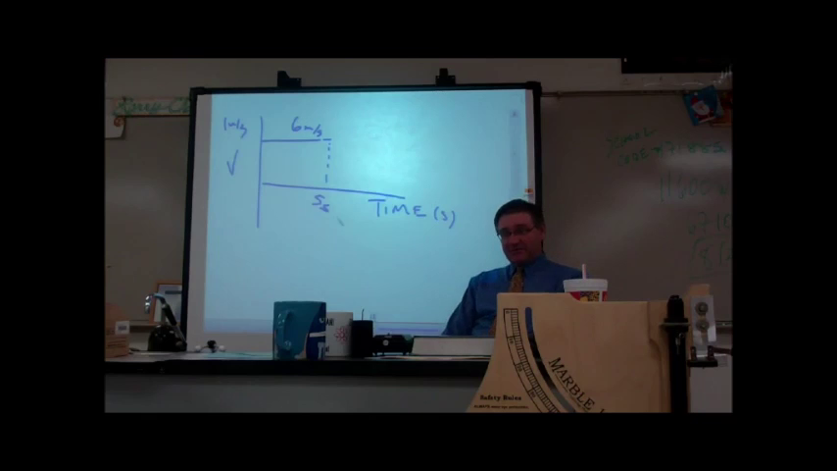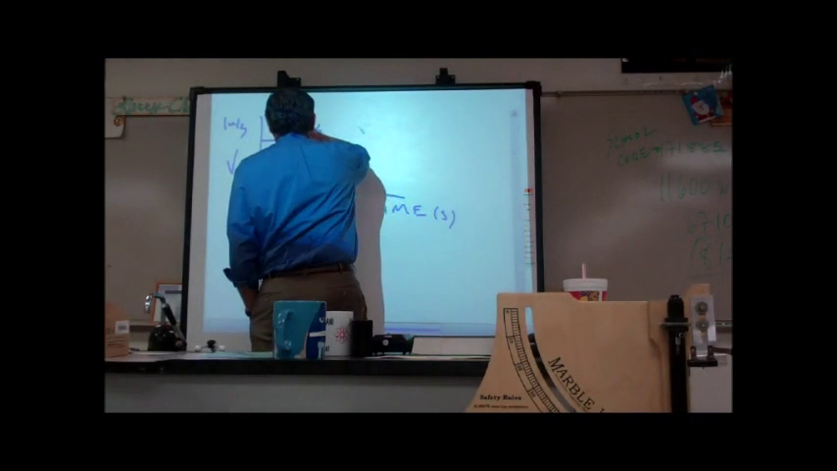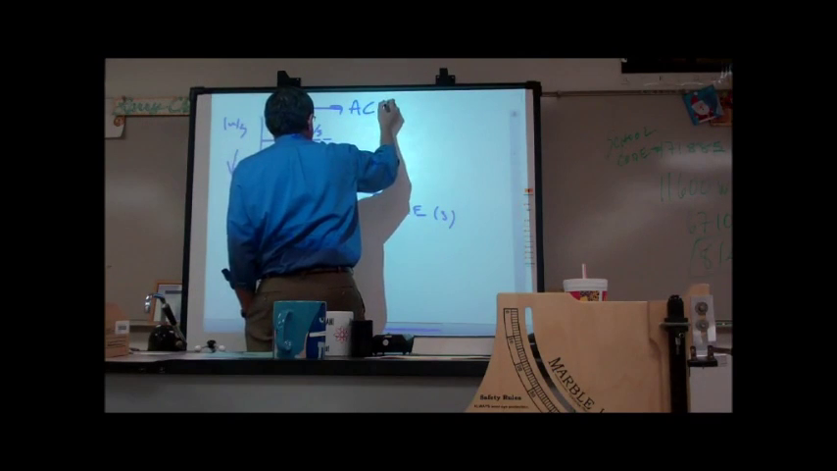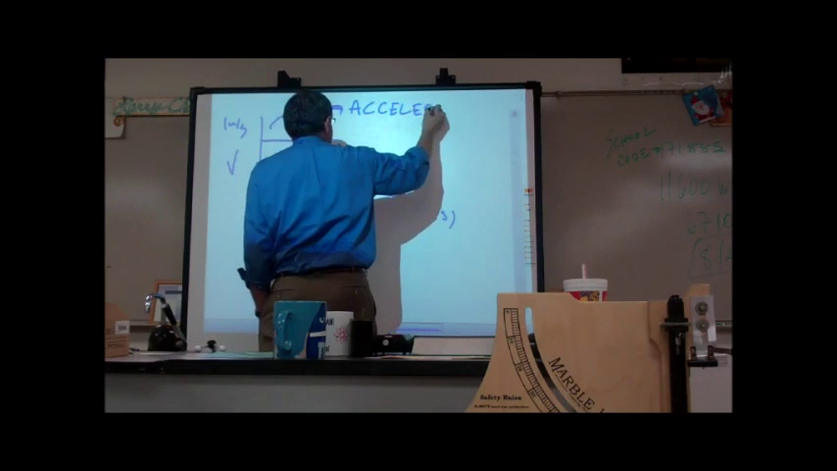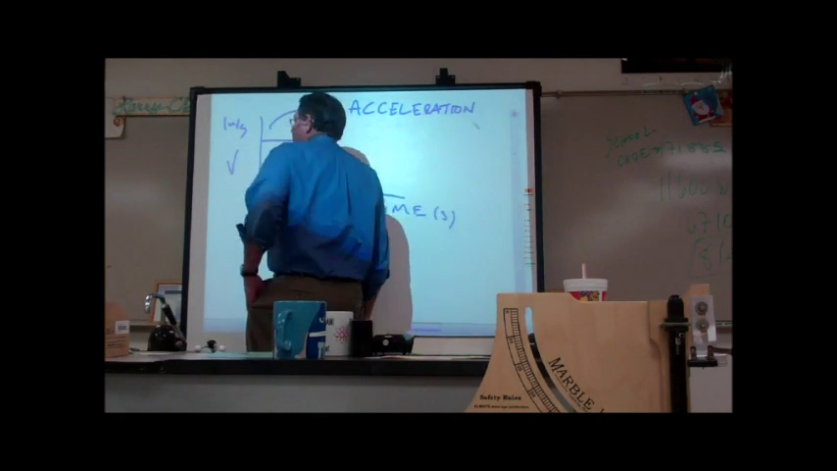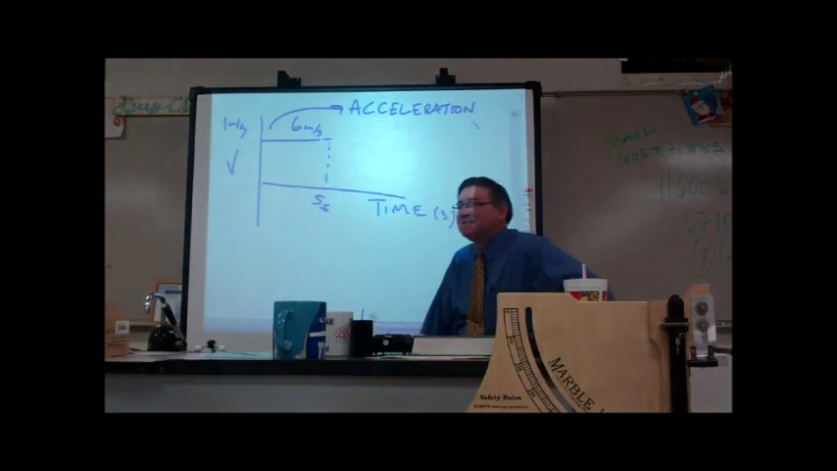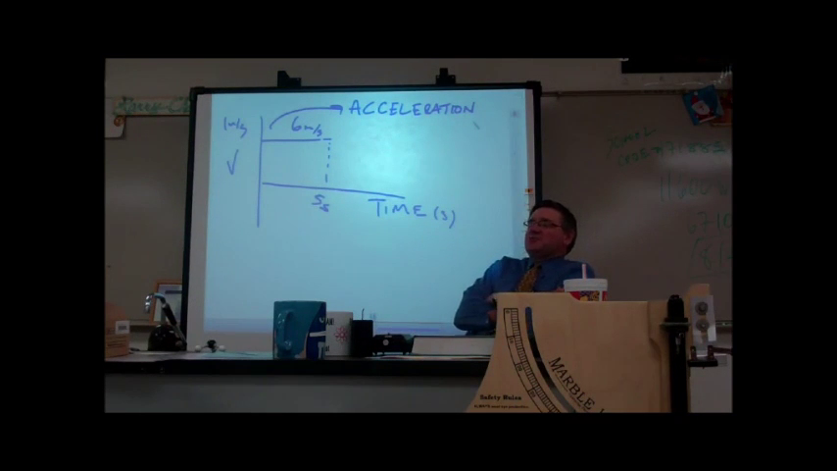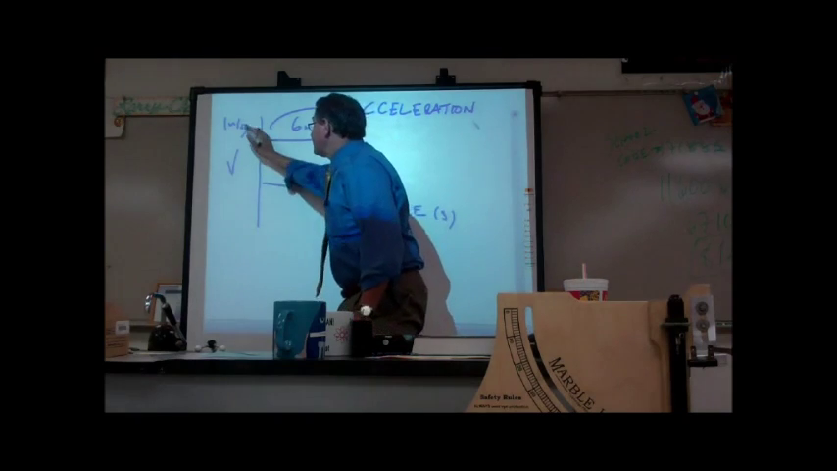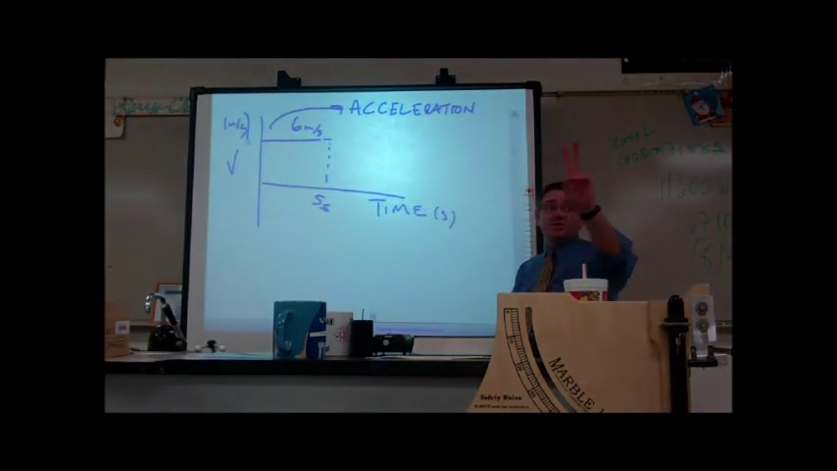So let's start at the beginning. Mr. Moon, what does the slope of a velocity time graph give me? Acceleration. Slope gives acceleration. Beautiful. So rule number one, the slope is going to give you my acceleration. Mr. Moon, what is the slope of a horizontal line? What is the value of the slope of any horizontal line? It's 0. So if I have a horizontal line on a velocity time graph, that indicates that my acceleration is 0, not accelerating.